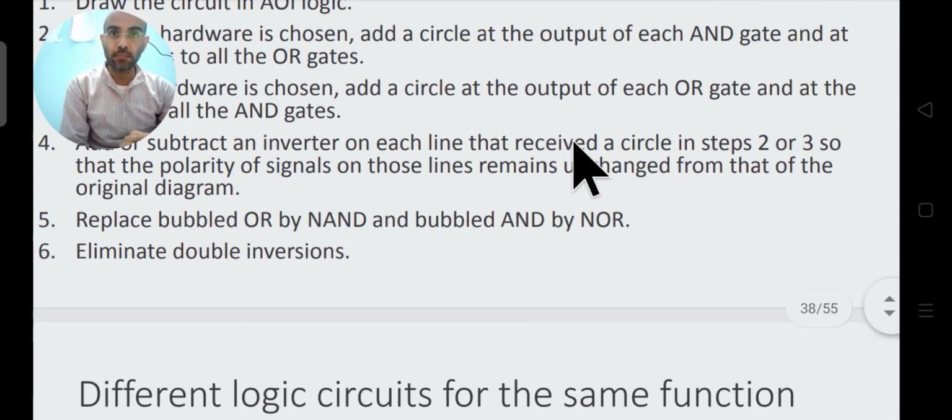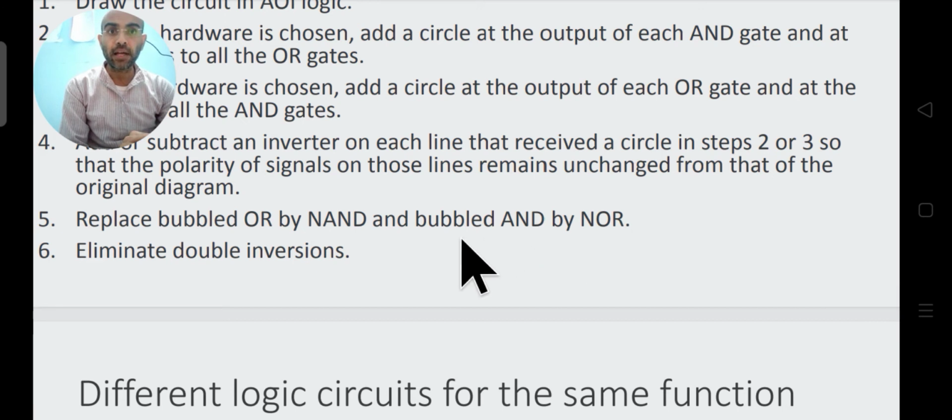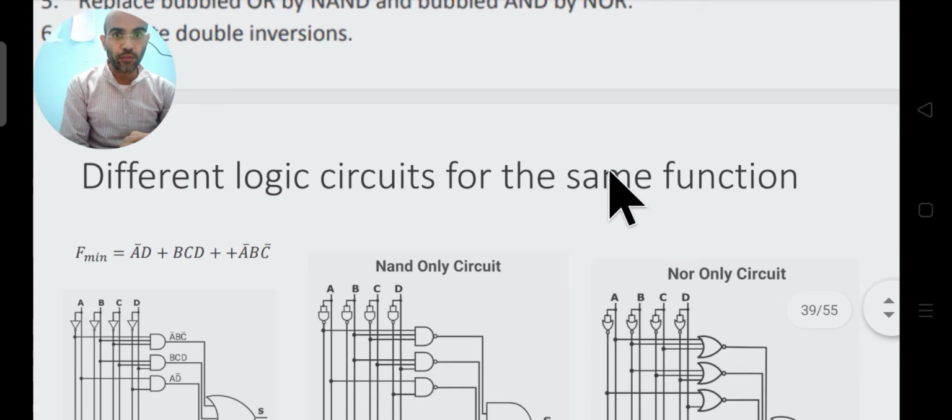And if a single bubble is left out, then that single bubble is replaced by a NAND gate or a NOR gate used as an inverter. So we have to implement a NOT gate with the help of this. So this is what we do.